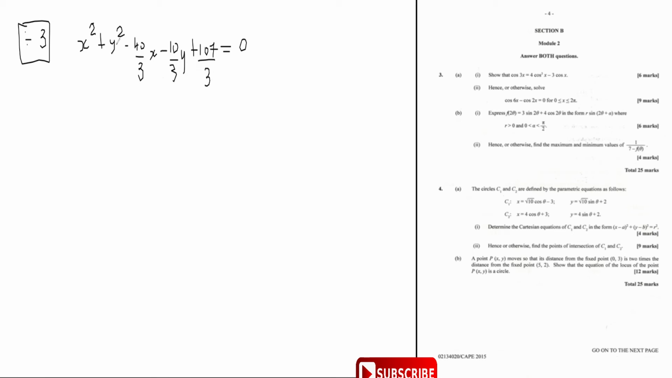So now all we need to do is put this in standard form to see if it's a circle. I cannot tell if this is a circle yet, so I need to put it in standard form. To do that, I'm going to complete the square for the x terms. So I'm going to have x minus half of this, which is 40 over 6, squared, and then I subtract 40 over 6 squared.